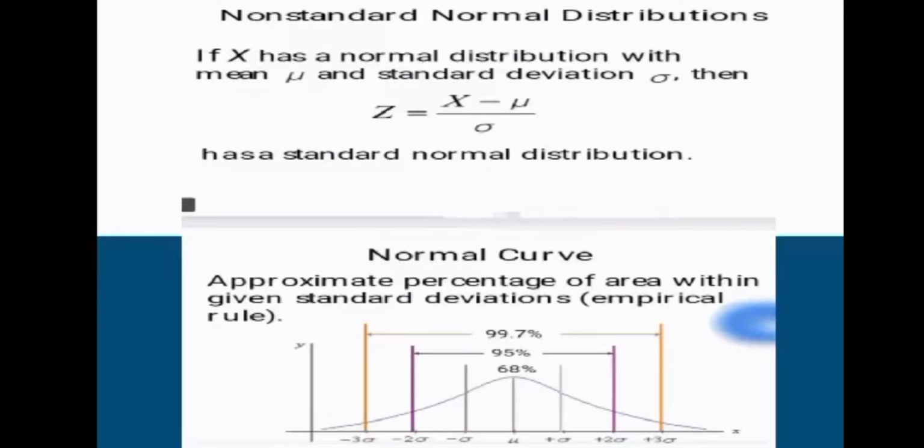Okay, next. Non-standard normal distribution. If x has a normal distribution with mean and standard deviation, here is the formula and the normal curve. I already explained that earlier, so I will not repeat it.